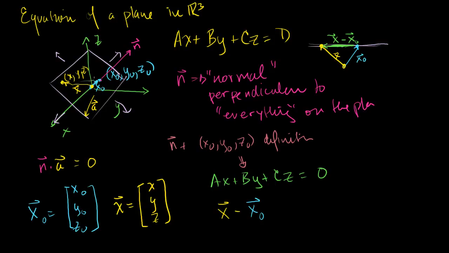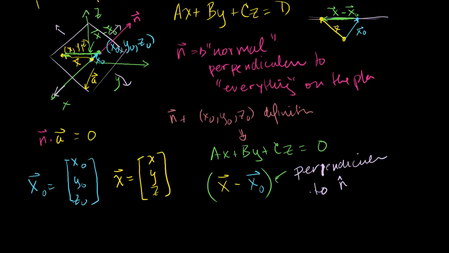Let me draw it better than that. It's going to go from that point, from x naught, the point specified by x naught, to the point specified by x. And it's going to lie along the plane. So this right here is x minus x naught. I know this drawing is getting very dirty, but you can see that this is definitely lying on the plane. So this vector right here must be perpendicular to n, perpendicular to our normal vector.